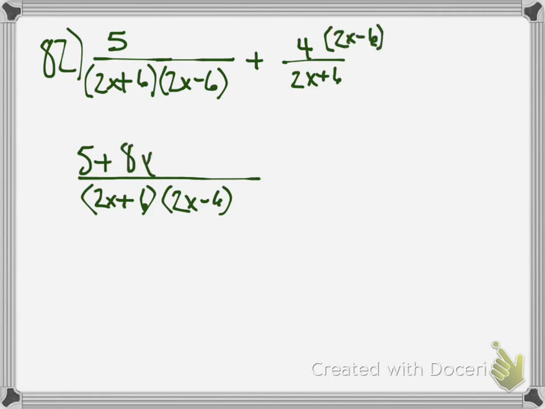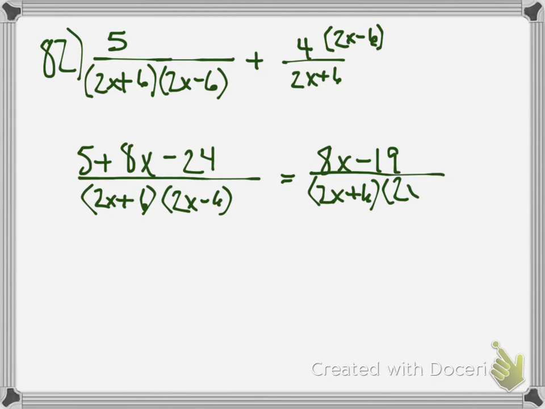And that would give me 8x minus 30. I'm sorry, minus 24. And then I can combine my like terms. There's nothing to go with the 8x. 5 minus 24 is negative 19, over the 2x plus 6, 2x minus 6, which is how I would give you the answer. And there you go for number 82.